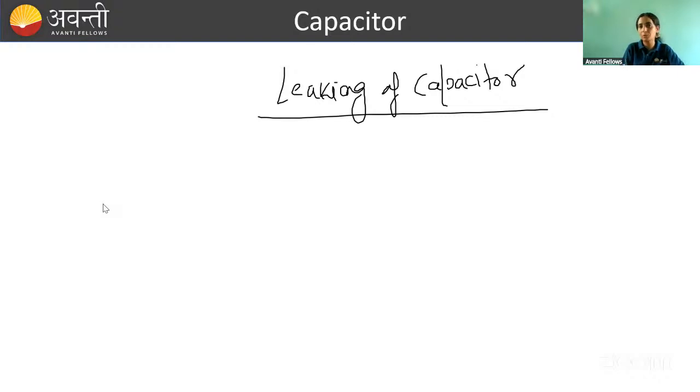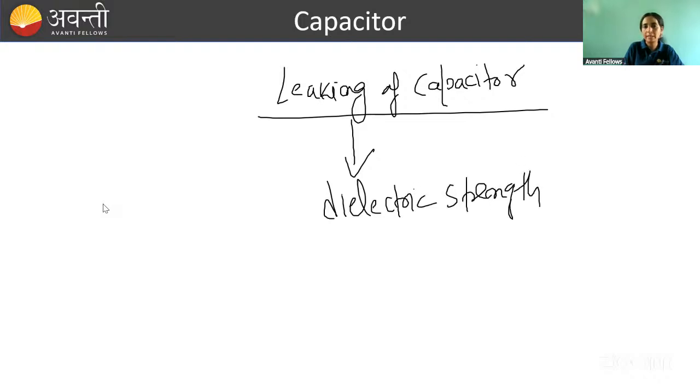The positive plate will start losing its charge because of accumulation of negative charge on its surface. Similarly, the same thing will happen with the negative plate, and the capacitor will leak. Finally, the capacitor will become neutral, meaning we won't be able to store charge on the capacitor. That is called leaking of capacitor. We understood one more thing, called dielectric strength. So what is the dielectric strength of air? It is 3 into 10 to the power 6 volt per meter.